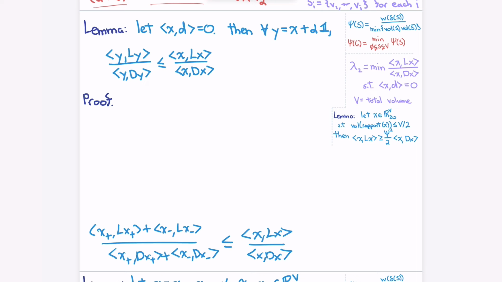You can always do this shift by alpha, and you can split it up into x plus and x minus. It does not matter. Alpha could be any real number. So you can shift them up or you can shift them down. It just has to be uniform.